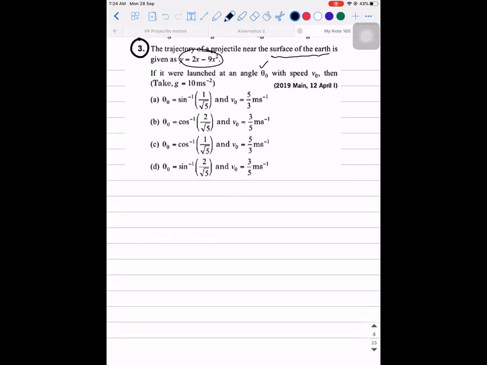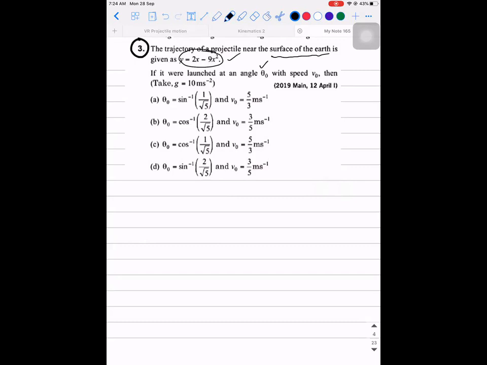In some questions they will twist and ask. They will say that it is projected at angle theta naught with respect to vertical. Then in all the formulas, what are we supposed to do? We need to take 90 minus theta. Then how to solve this? Tell me. You can solve it in less than 20 seconds. How can you do it?